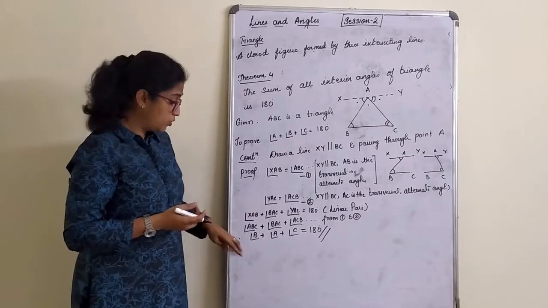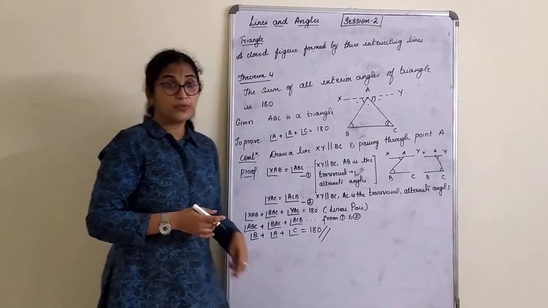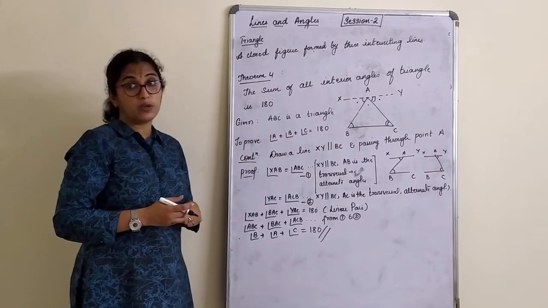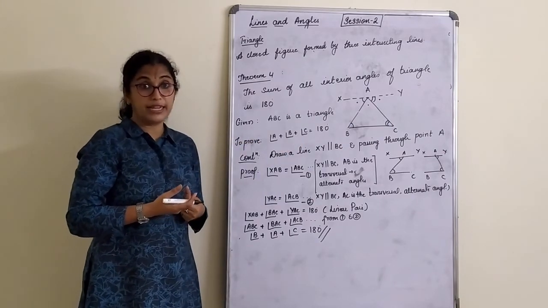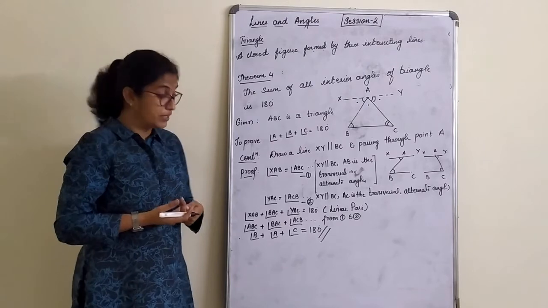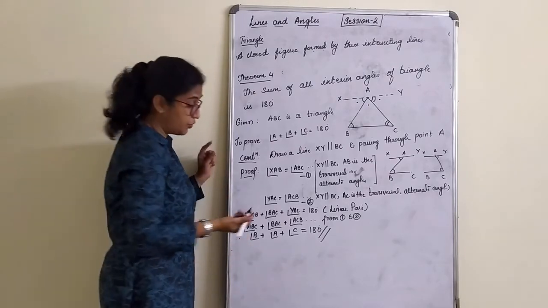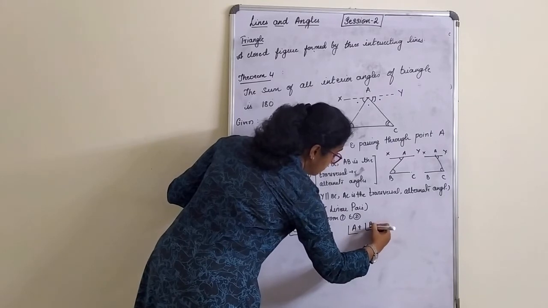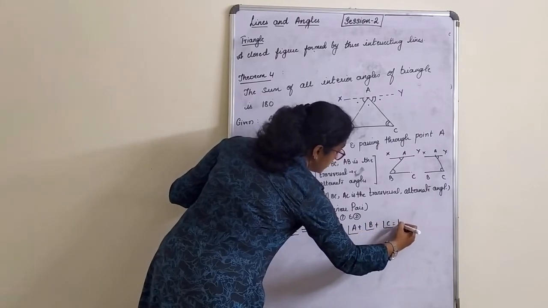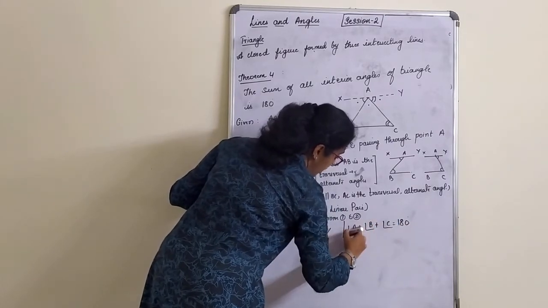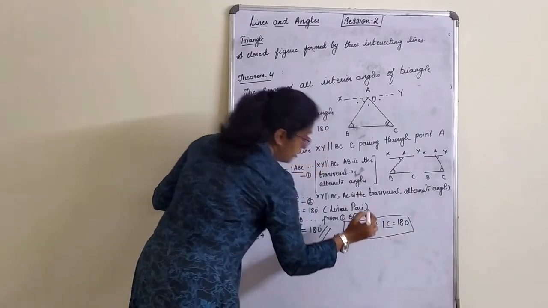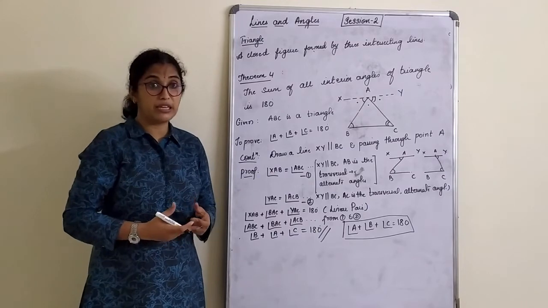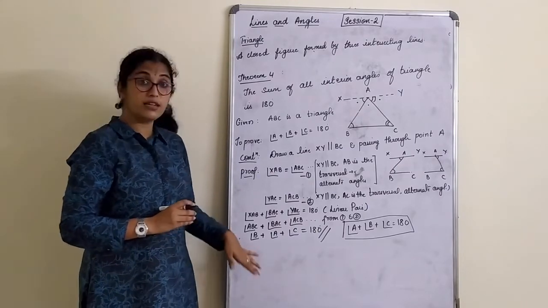I hope you all can see what I have written down. So, angle A plus B plus C is equal to 180. Right? So, that is the proof of the theorem. Please rearrange this if you want. How can we rearrange? Angle A plus angle B plus angle C is equal to 180. So if they ask you to prove that the sum of all interior angles of a triangle is 180, this is how you have to do it.